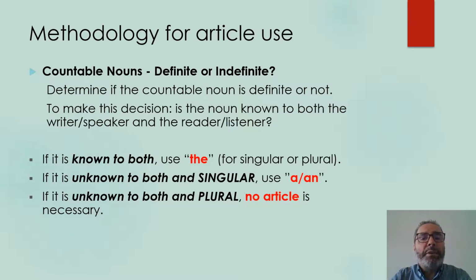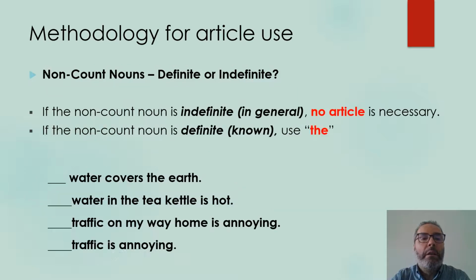For countable nouns, the consideration is whether they are definite or indefinite. To make this decision, we ask ourselves this question: is the noun known to both the writer or speaker, and the reader or listener? If it is known to both, then use "the" for singular or plural. If it is not known to both and singular, we use "a/an", and if it is not known to both and plural, no article will be used.